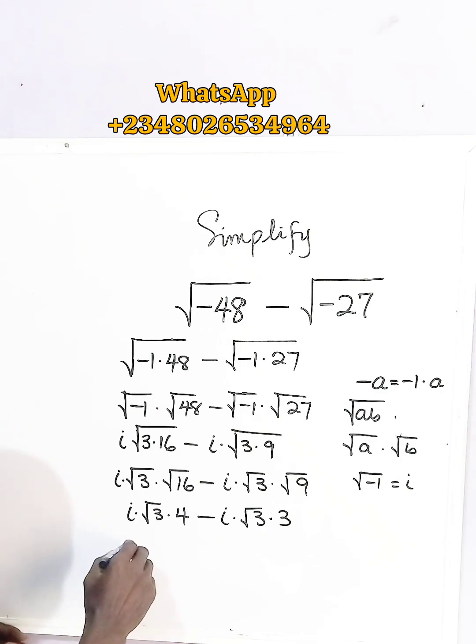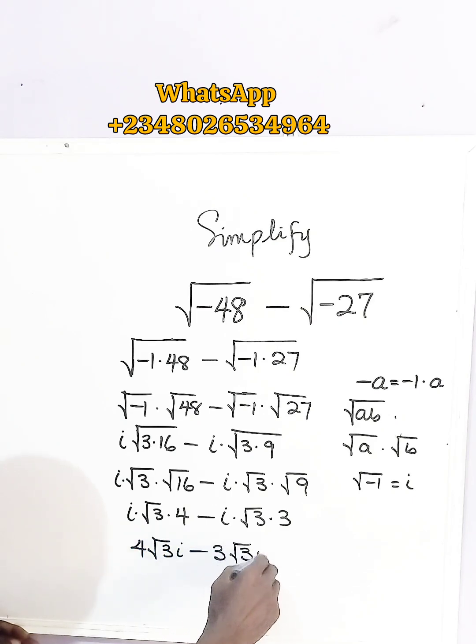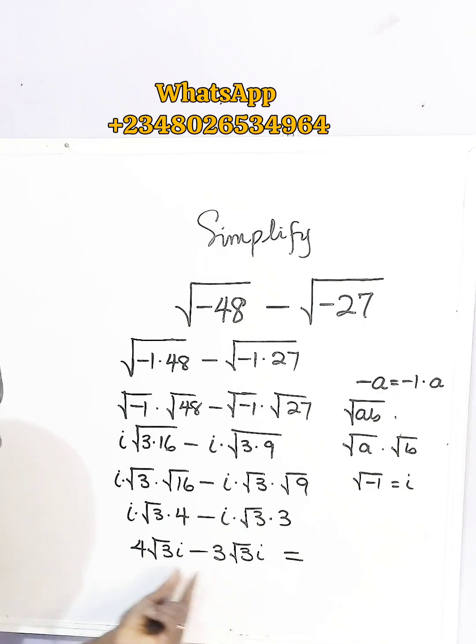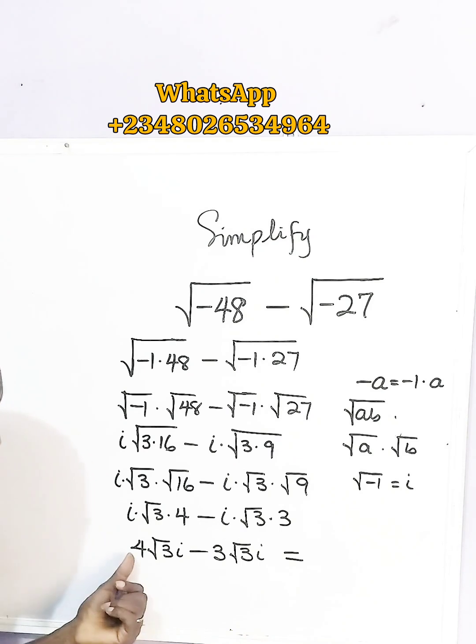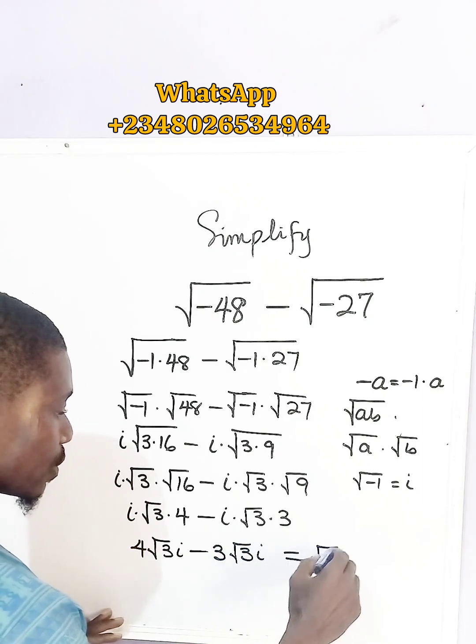So we can write this as 4 root 3 i. Now take away 3 root 3 i. So in this case, all you need to do, now you can see we have the same term, root 3 i, then 4 minus 3 is 1. So we end up having root 3 i.